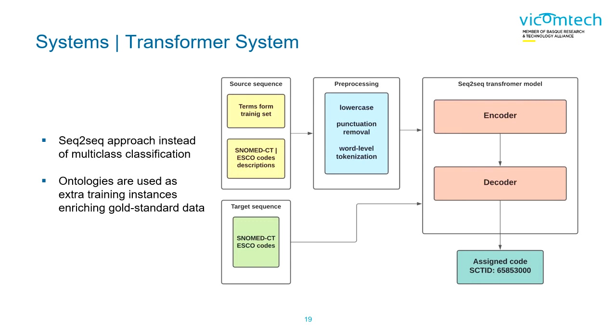This approach has some advantages. First, it turns an extremely large multi-class classification problem into a straightforward sequence-to-sequence approach. The model learns to translate terms to codes directly. Second, pairs of codes and their descriptions are already defined in ontologies, so we leverage them as extra training data.